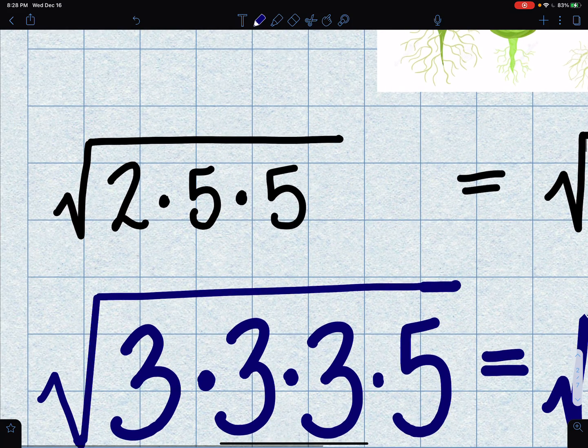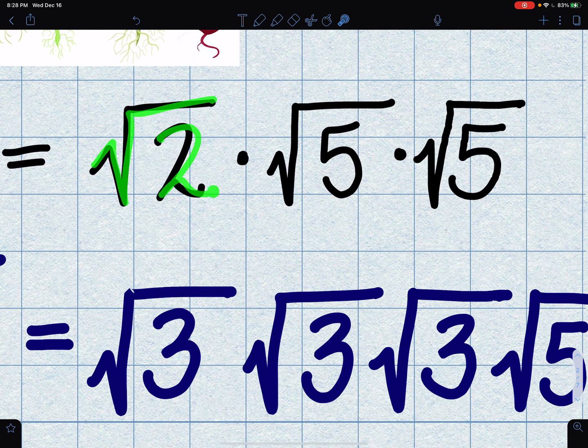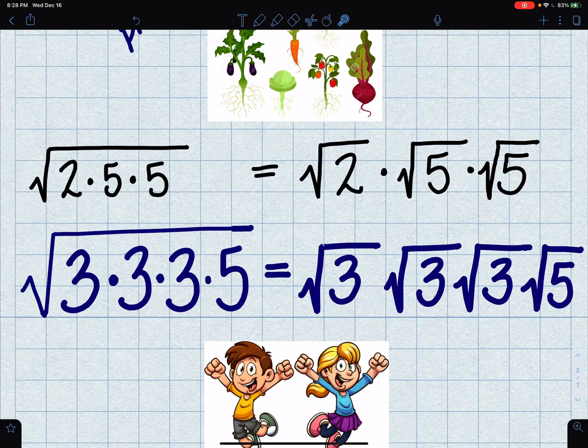So here's what it means. If you've got a square root sign over this whole thing, 2 times 5 times 5, you could simplify it to this: the square root of 2 times the square root of 5 times the square root of 5. It doesn't seem like it's any better in this form, but if one of these actually has a square root that's not a weird number, then it does make more sense. I'll simplify it, don't worry. Then this one is the same. The square root of 3 times 3 times 3 times 5 is equal to the square root of 3 times the square root of 3 times the square root of 3 times the square root of 5.